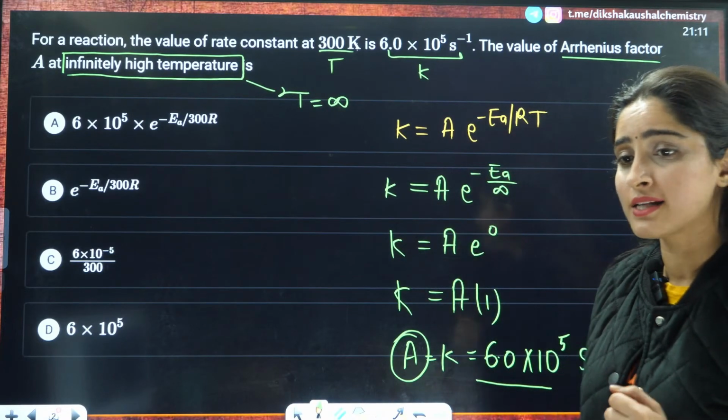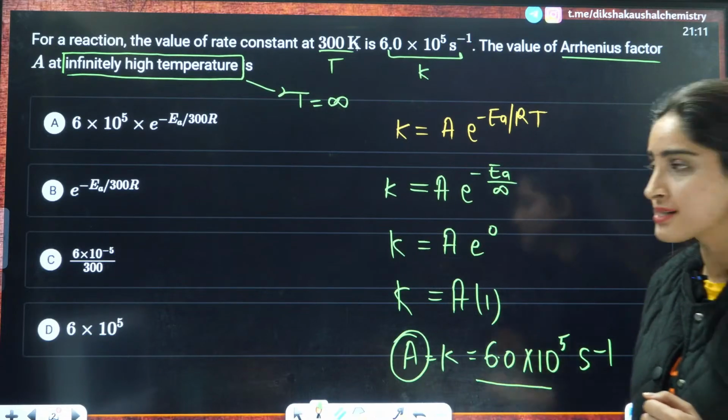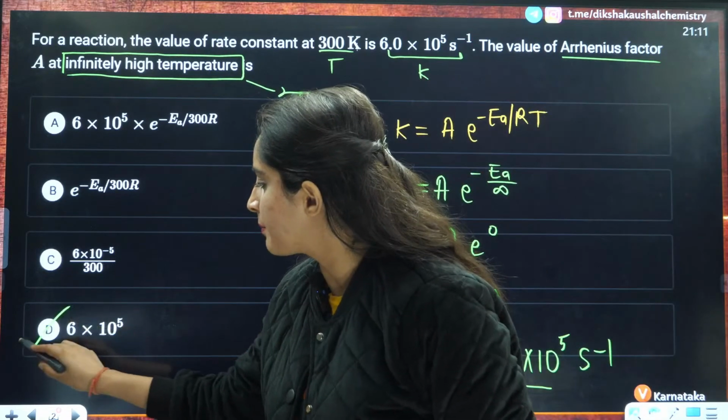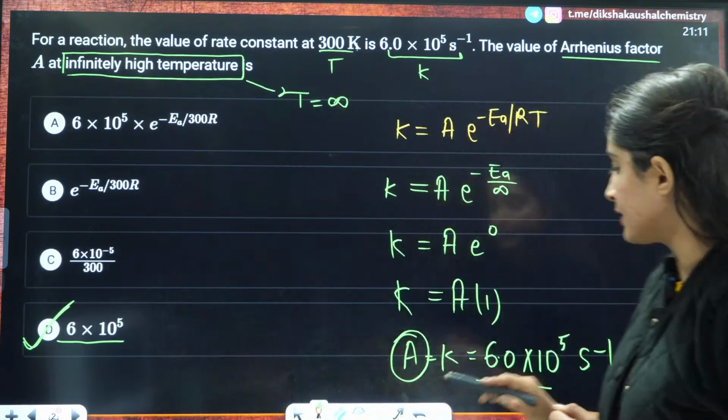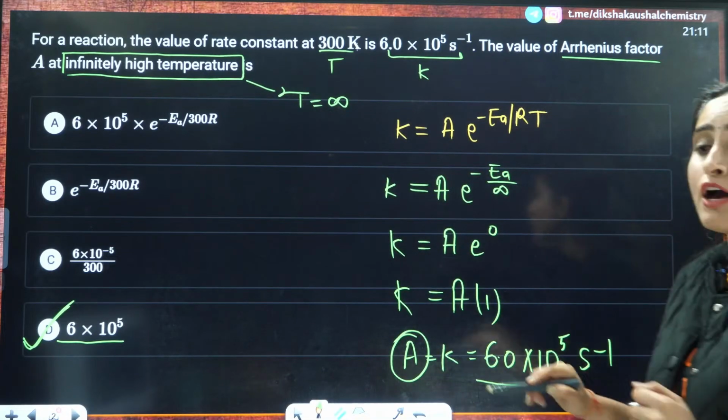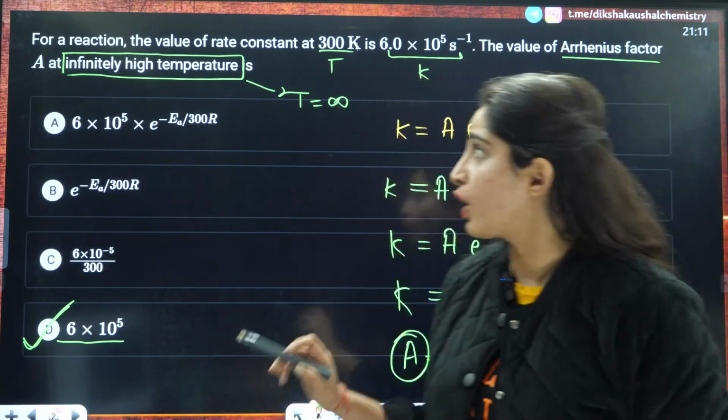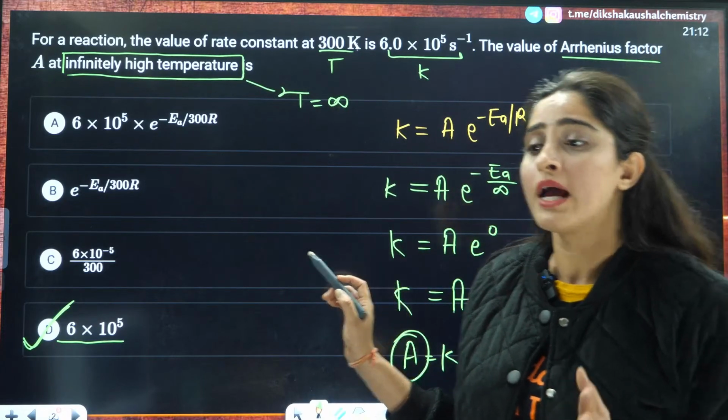Which is the correct answer? I have already written the correct answer here. So D will become the correct answer, that is 6 into 10 raised to power 5 will become the correct answer for your first question. That was your KCET question.